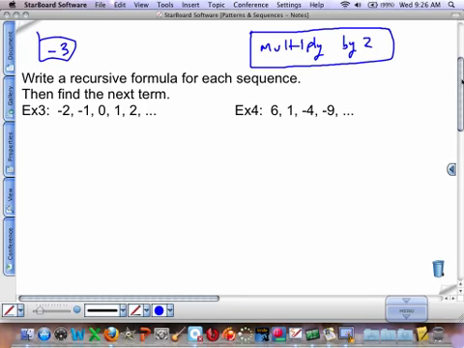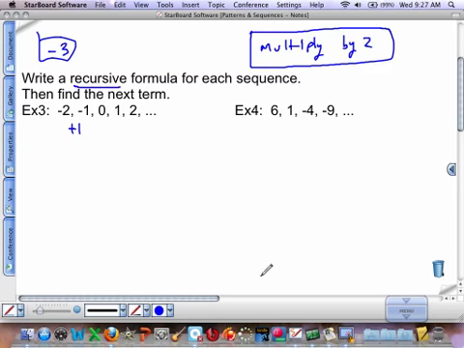Okay, number 3, write a recursive formula for the sequence and then find the next term. Again, for a recursive formula, you have to have the previous term in order to get the next term. To get from -2 to -1, you increase by 1, and it's a constant increase, so it'd be like 1n. So now, Sam, what type of formula are we trying to make here?